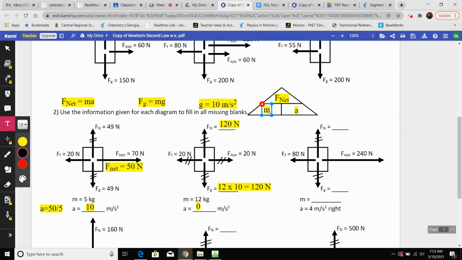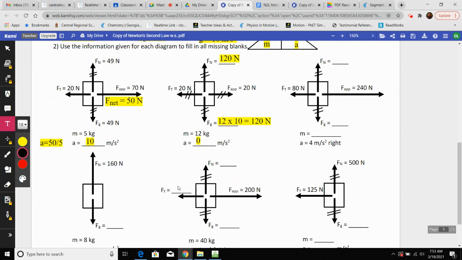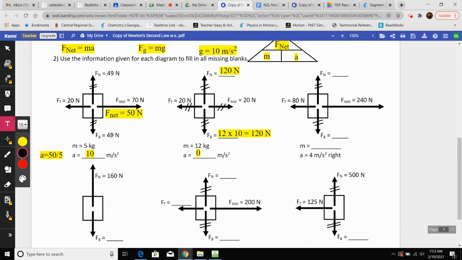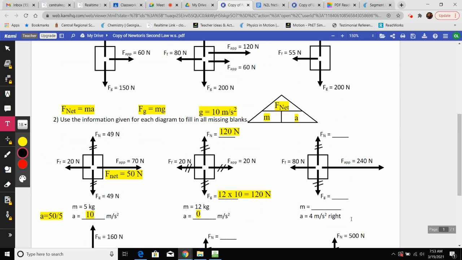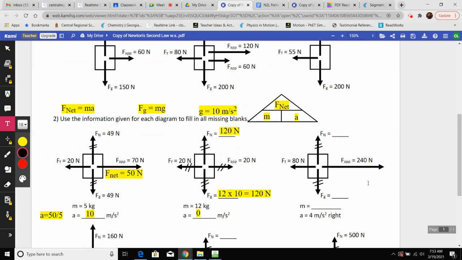So I need mass, right? In order to solve for mass, I'm not given the weight of the object. If I was given the weight, I could basically divide by 10, or 9.8, and get mass. But I'm not given that here. So what do I do? I'm given acceleration. I'm not given mass, that's what I'm looking for. So what else would I need? I would need the net force.